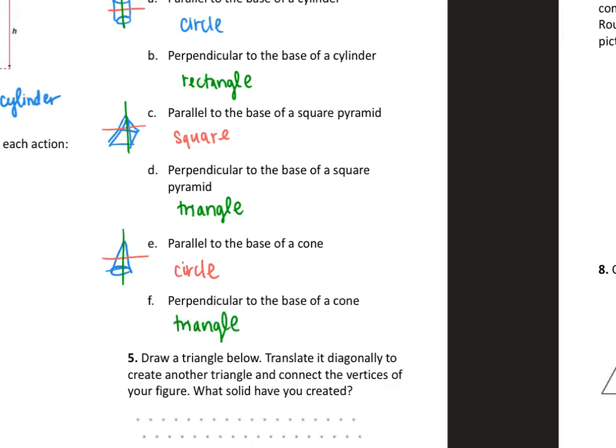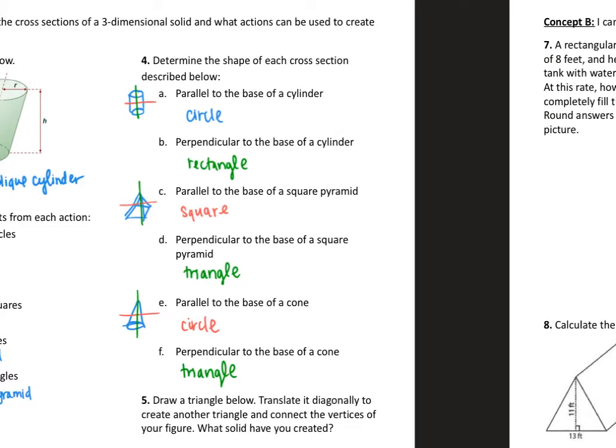So one thing that might help you for the cross-section problems is remember that anytime we are cutting parallel to the base, the cross-section is the same shape as the base. So for instance, a cylinder, we cut parallel to the base. The base of a cylinder is a circle. The cross-section parallel to the base would be a circle. For a square-based pyramid, the base is a square. If I cut parallel, the cross-section is a square. Same thing with a cone. The base is a circle, so the cross-section would be a circle.